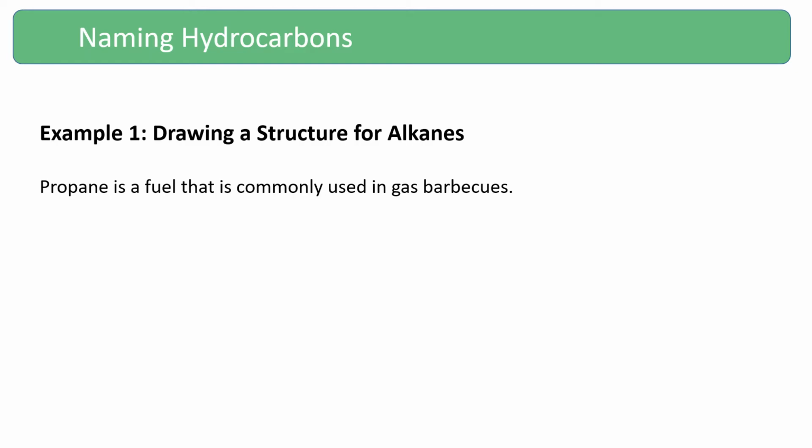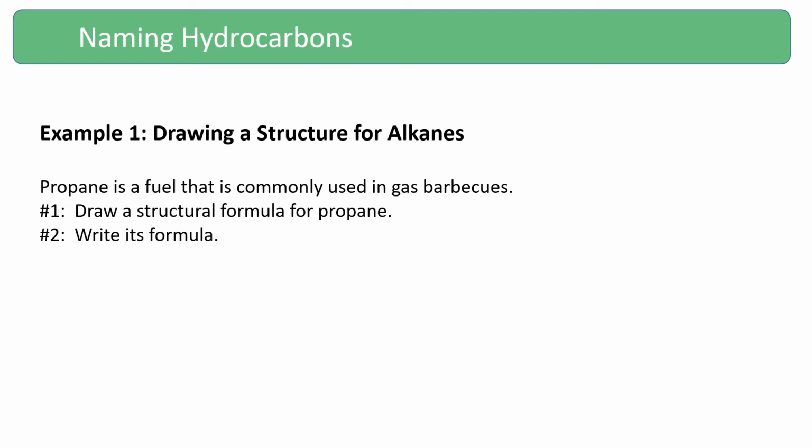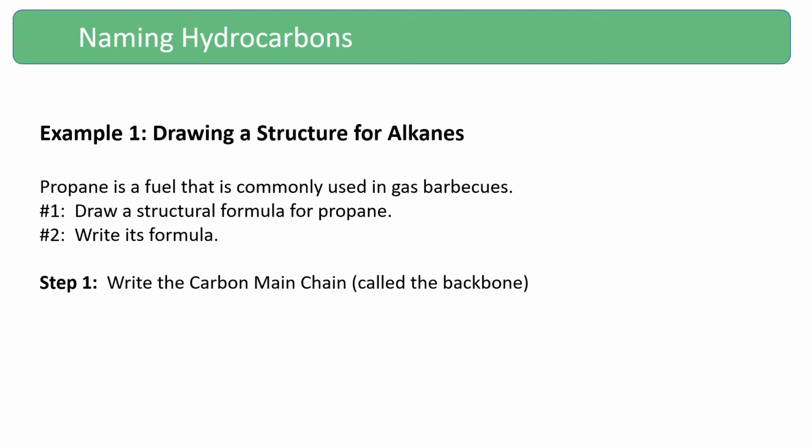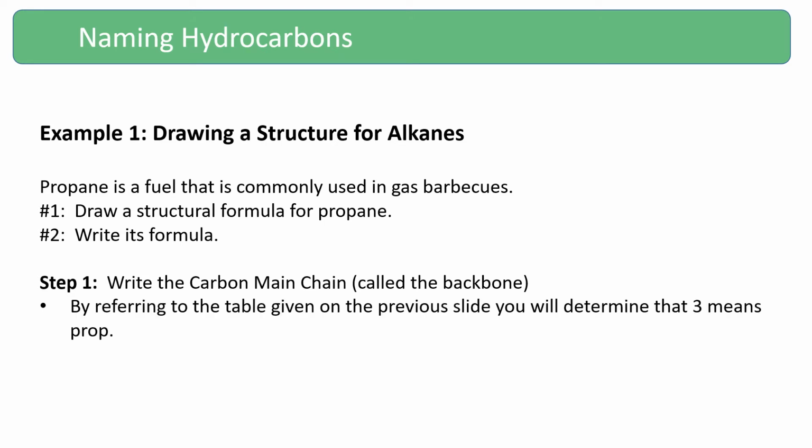So here's an example, drawing a structure for an alkane. Propane is a fuel commonly used in gas barbecues. Draw a structural formula for propane and write its formula. Write the carbon main chain, called the backbone.